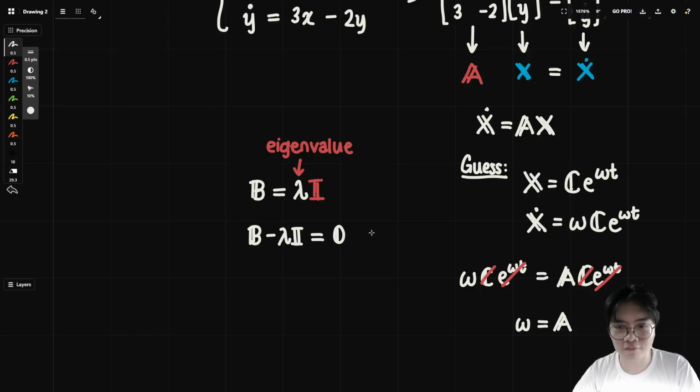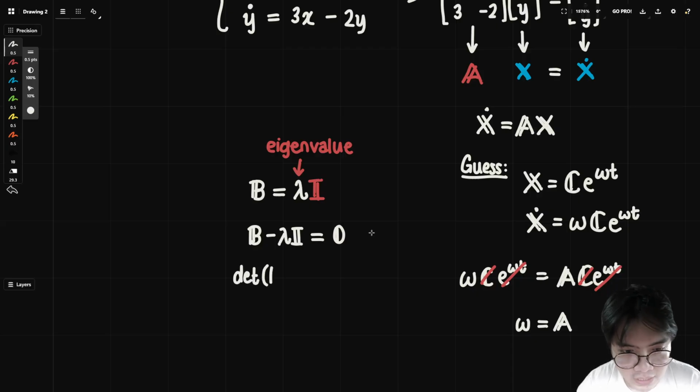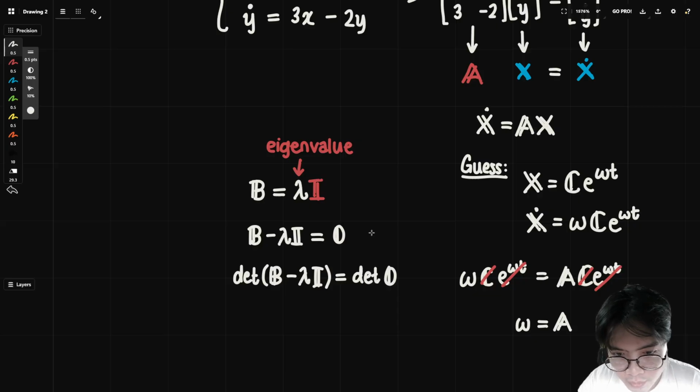So how do we know this equivalence? Well, we're going to have to get the determinant. The determinant of this thing should be equal to the determinant of the zero matrix. And what is the determinant of the zero matrix? Well, it's just zeros all around. This should just be 0.